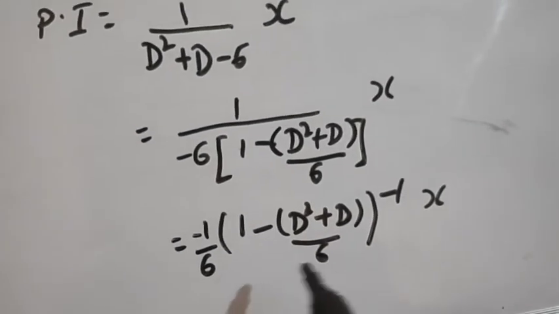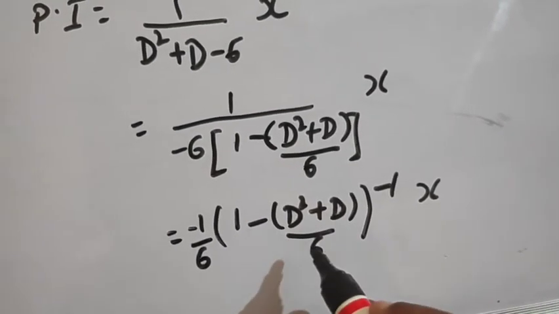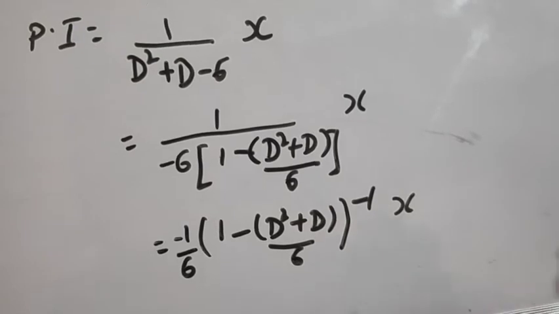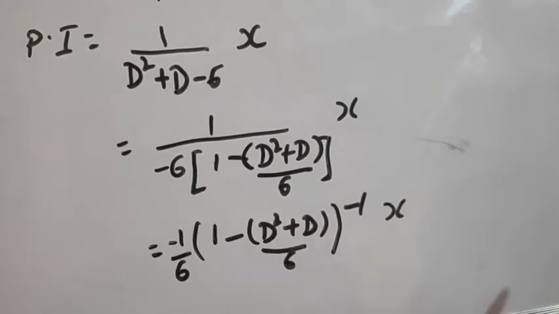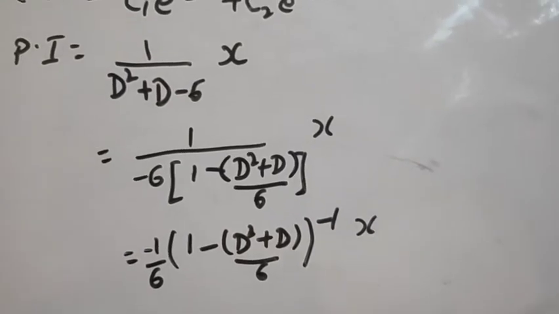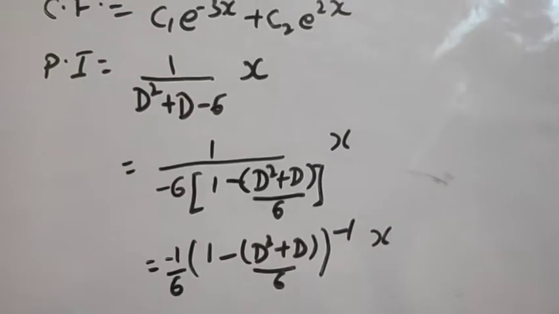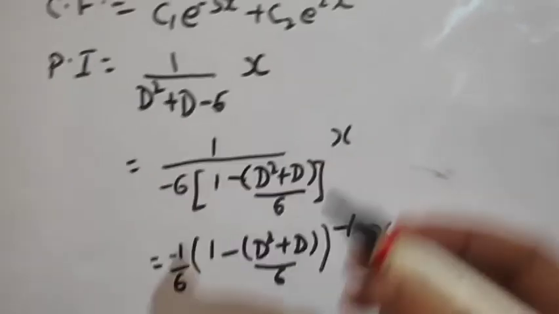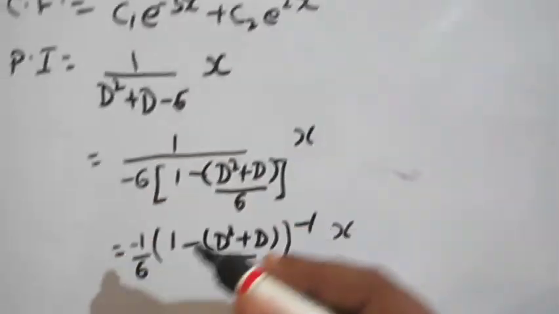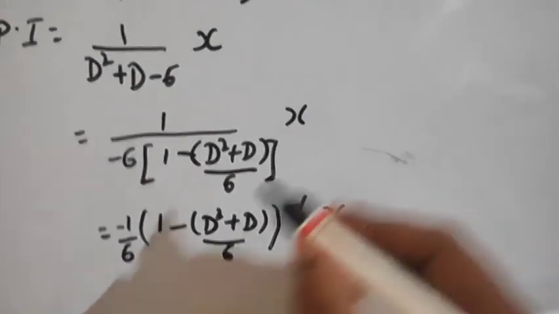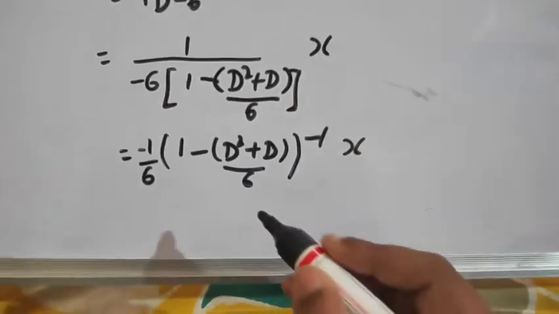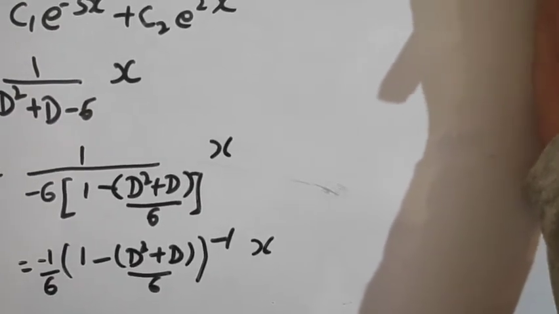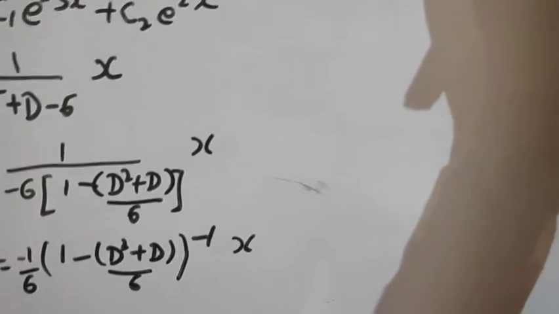Now this is of the form 1 minus x raised to power minus 1. What I told: if there is a minus in between, 1 minus x raised to power minus 1, all positive. So 1 plus x plus x square plus x cube. You don't need to write the entire expansion, but the first few terms. So this is minus 1 by 6, and I am writing the expansion as 1 plus x, that is (D square plus D) divided by 6, plus x square.